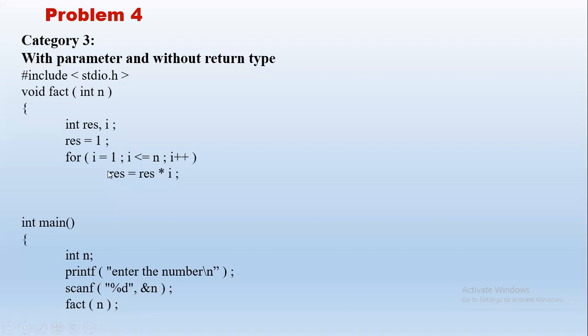We find 5 factorial as the result. Because this is the category without return type, we are not giving return result here. Instead, we will print it. We are printing the result, so factorial of 5 is 120. We print the value within the function itself.